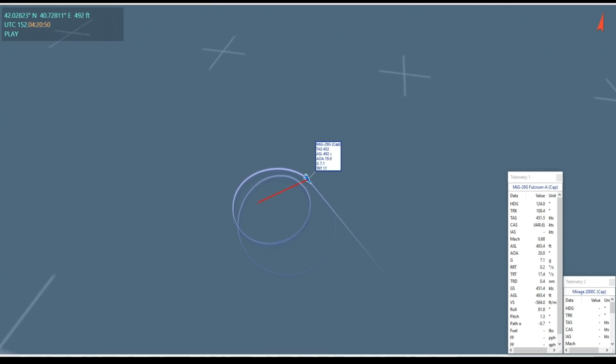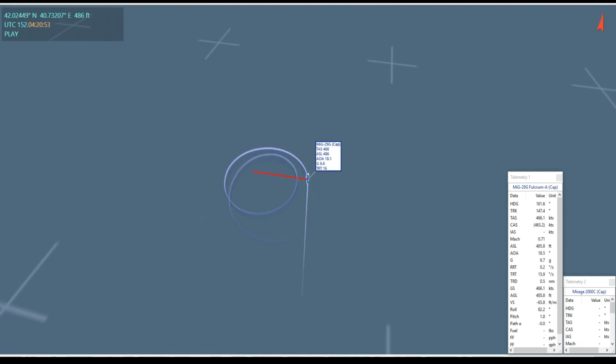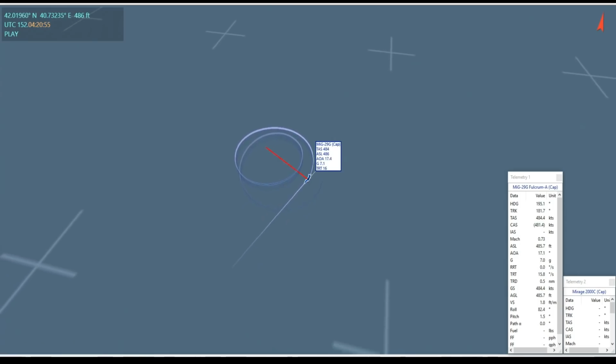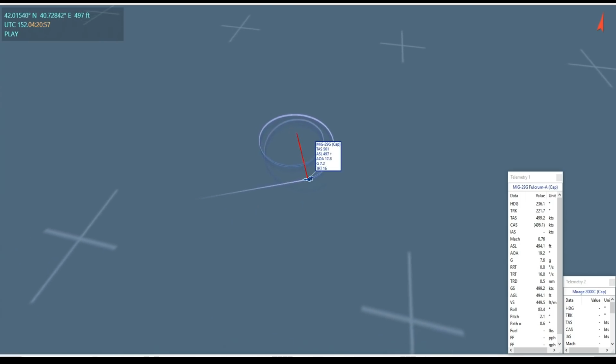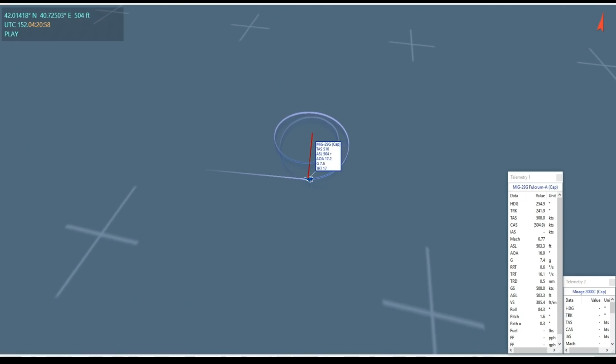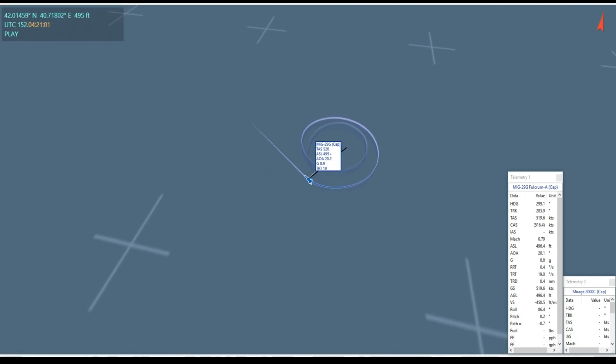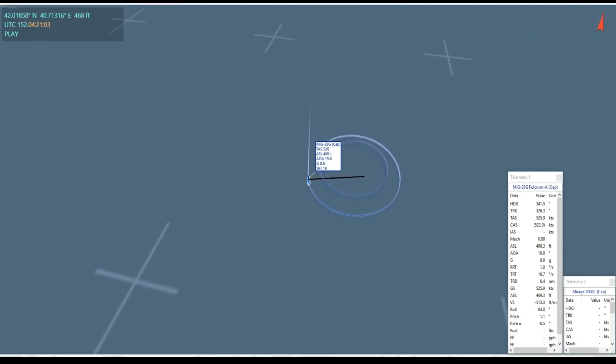Unloaded the G a little. G going back up, 70 degrees per second, 460 knots. 480 knots, 17 degrees per second, 490. Oh, that's a bit ugly. 20 degrees per second, 500 knots.